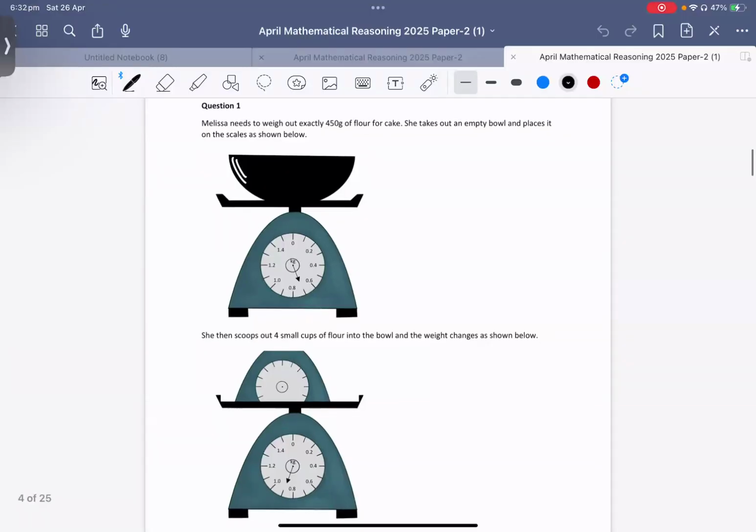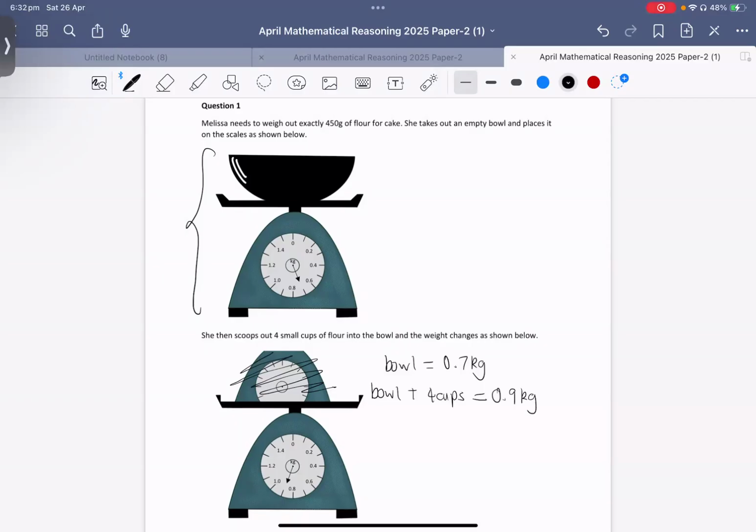So, if we look at this very first picture here, we can tell that the bowl, while it's empty, is weighing between 0.6 and 0.8 of a kilogram. And the number that we're looking at is 0.7 kilograms there. Now, I want you to ignore what this looks like, but after she scoops out 4 small cups of flour into the bowl, we have both the bowl and 4 cups of flour in there for this scale here. And we can see that it's now at 0.9 kilograms.